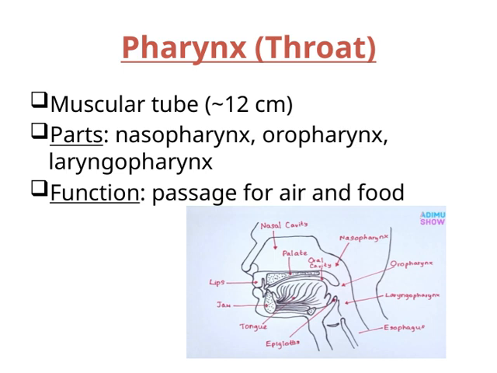These divisions help us understand how air and food are directed to their respective pathways. The main function of the pharynx is to act as a conduit, allowing air to flow into the respiratory system and food to move toward the digestive system. This dual function is vital for our survival and efficient functioning of both respiratory and digestive processes. Throughout this presentation, we'll see how this interconnected structure is essential for everyday activities like breathing, swallowing, and speaking.